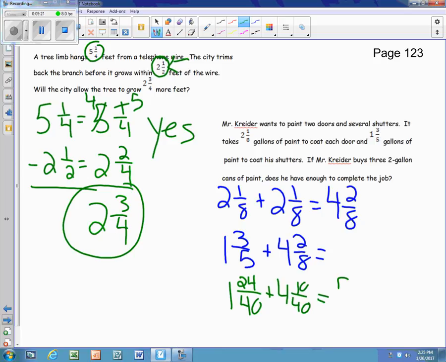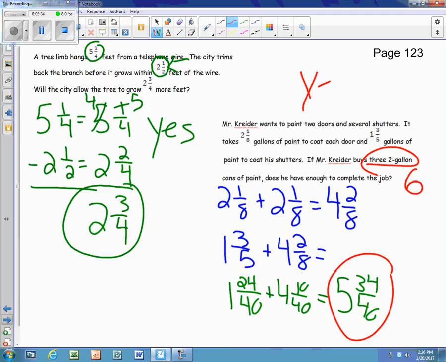And we end up with 5 34/40. So the question then says, if Mr. Kreider buys 3 2-gallons, which is really 6 gallons, does he have enough paint to do this? And the answer would be yes.